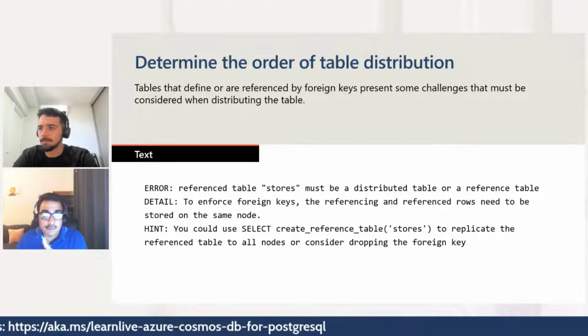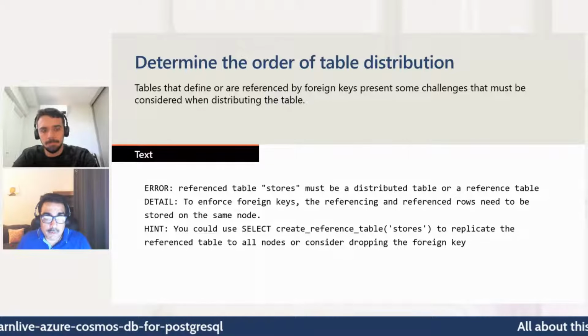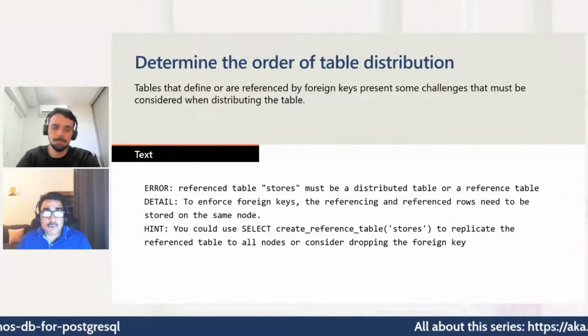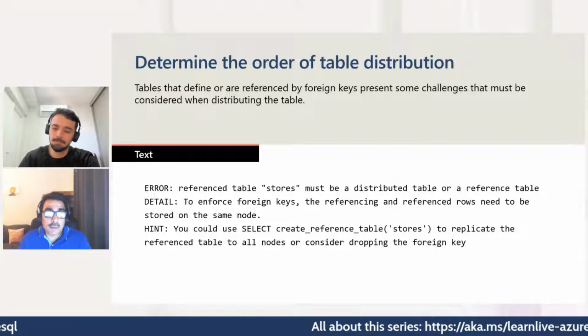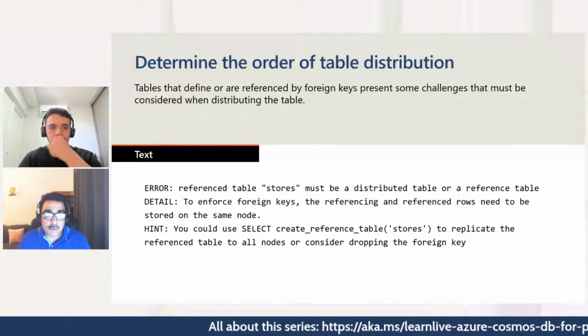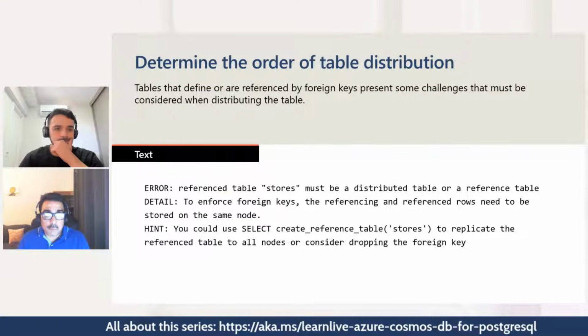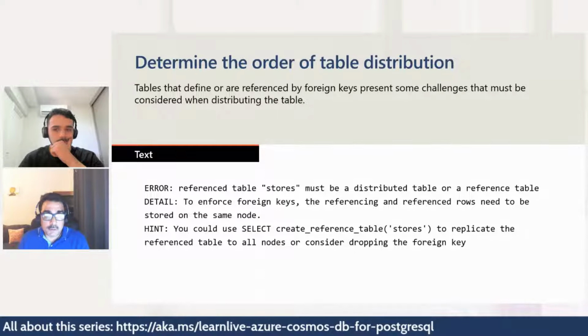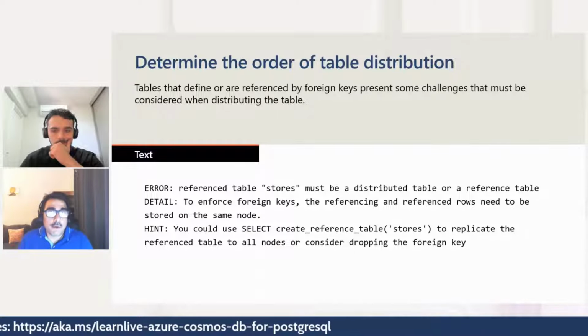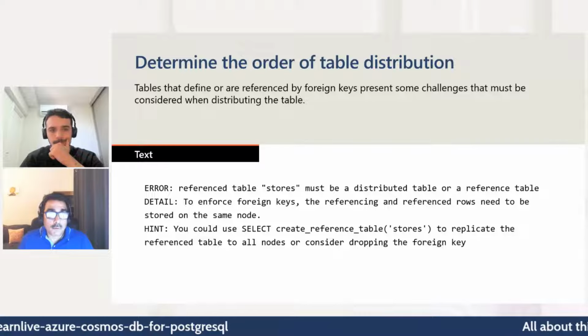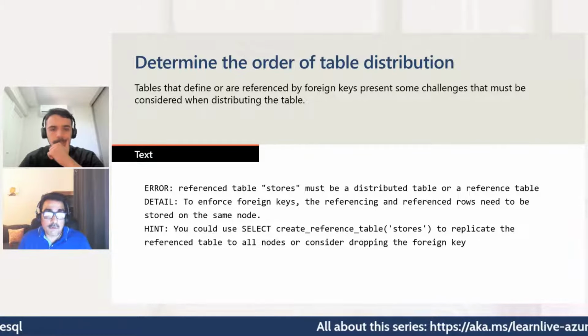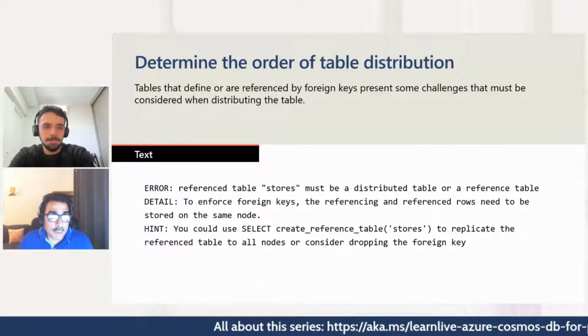It will say, okay, hey, reference table store is not in there. So you need to first distribute the reference table. In our example, store or, so to say, product, those are the tables which need to be distributed first, followed by the order table. So that's the thumb rule: reference table first, and then the main transaction table.